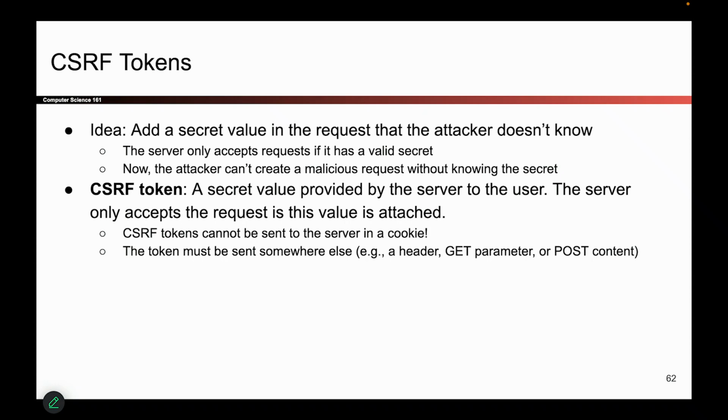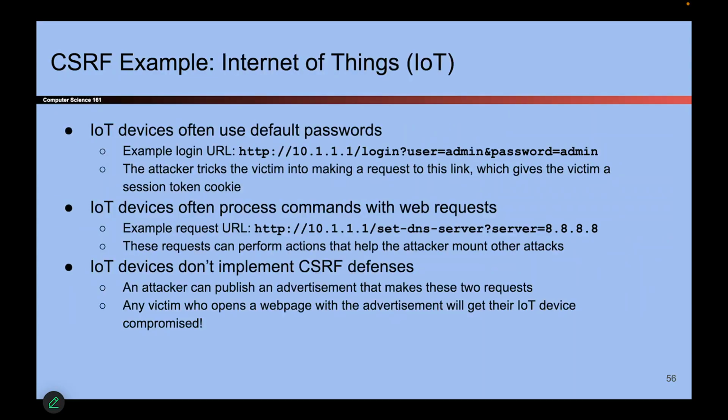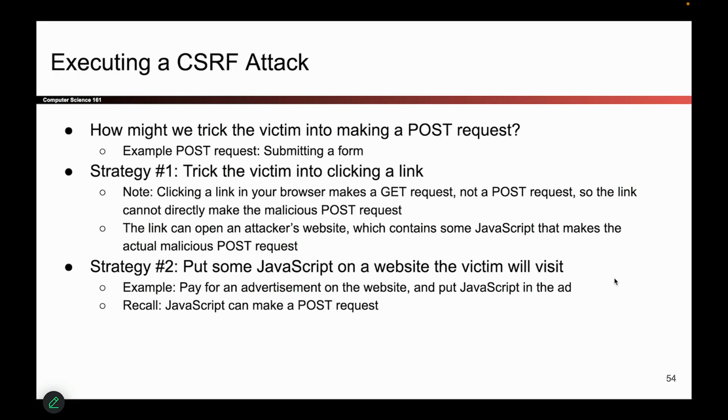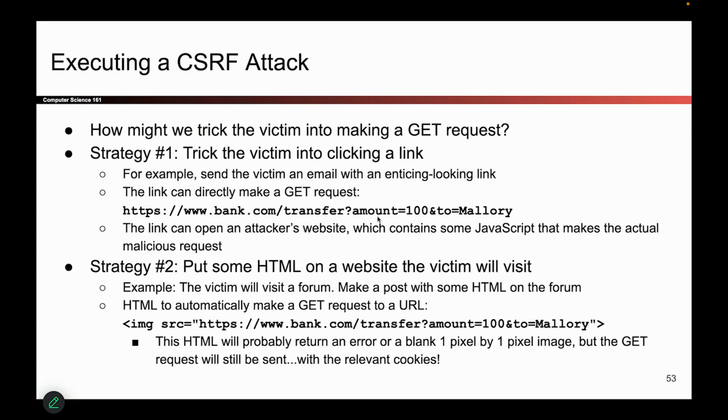So the attacker, when they craft the malicious request, in the analogy, it might be something like writing this malicious check. The check just has to say who you're paying money to and how much money you want to pay. If we look at some of the malicious requests we made, it was just some URL that says transfer $100 to Mallory. So all of the requests that we've seen so far that execute CSRF involve some request where an attacker can easily forge it. That's the F in CSRF, forgery.